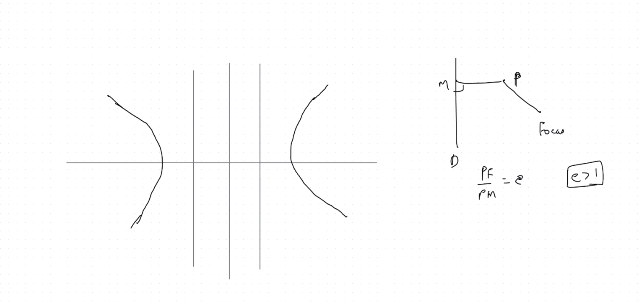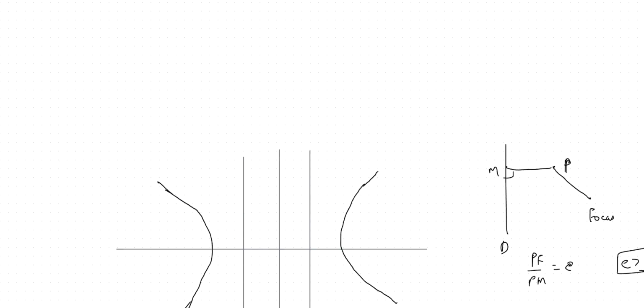So when it comes to standard hyperbola, there are two standard hyperbolas. One is x square by a square, sorry, not plus, x square by a square minus y square by b square equal to 1. Okay, so this is your first standard hyperbola.